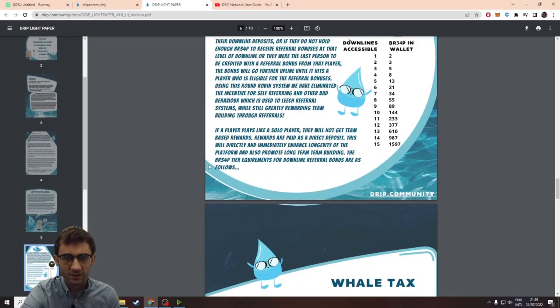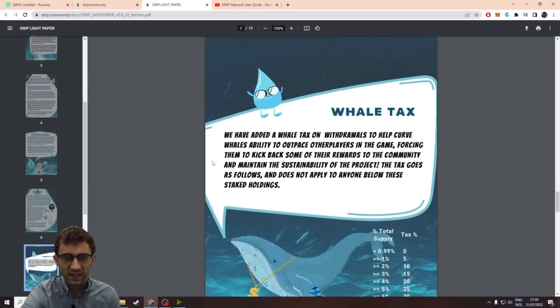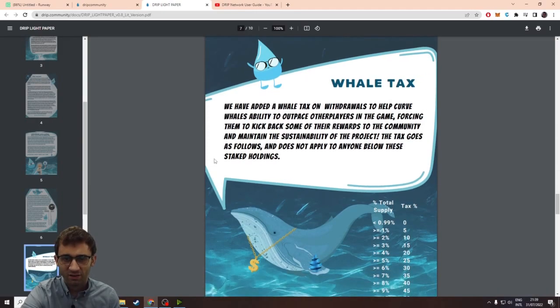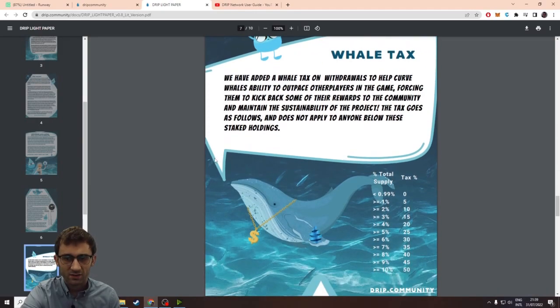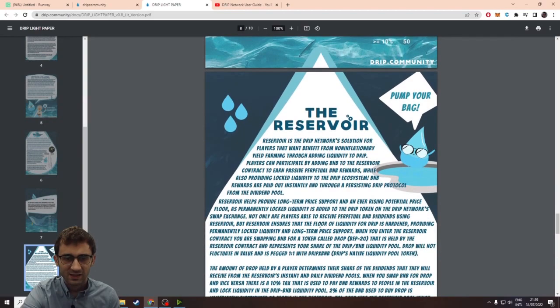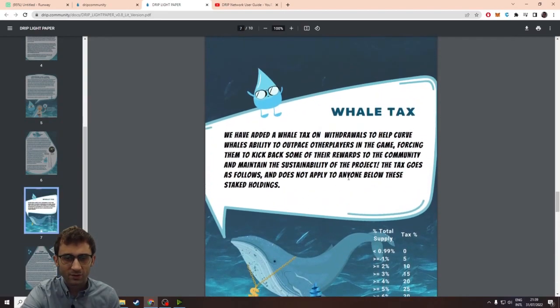And they describe everyone as players. Like you're playing a game with your money. That really scares me. This wealth tax was interesting. If you own more than 10%, you get taxed 50% on the transaction. I was wondering, where does this wealth tax go to? Does it automatically get put back into the staking pool? It doesn't really specify here. And it does not apply to anyone below the stake. So I'm assuming it goes back into the staking pool.